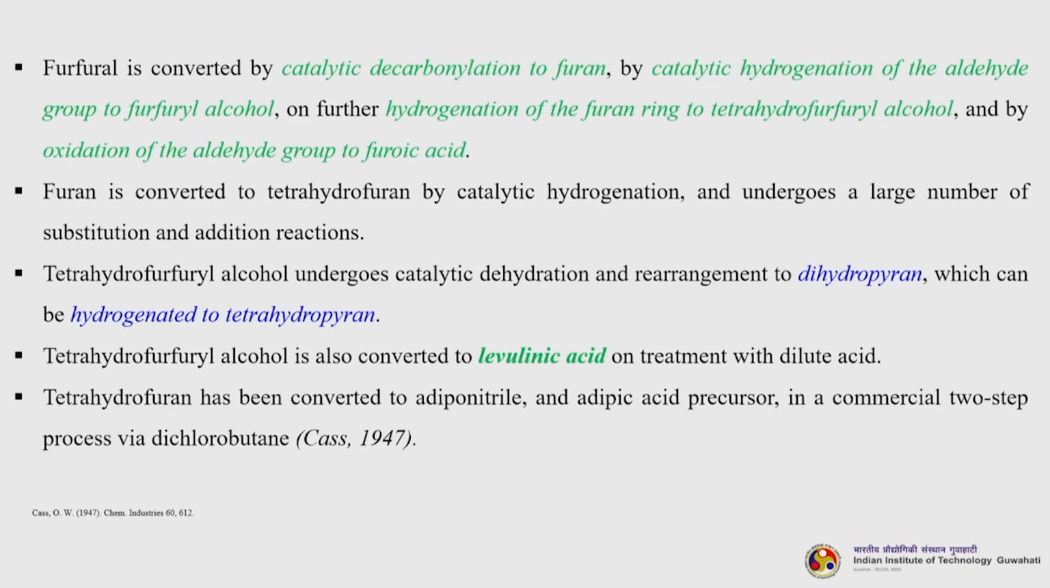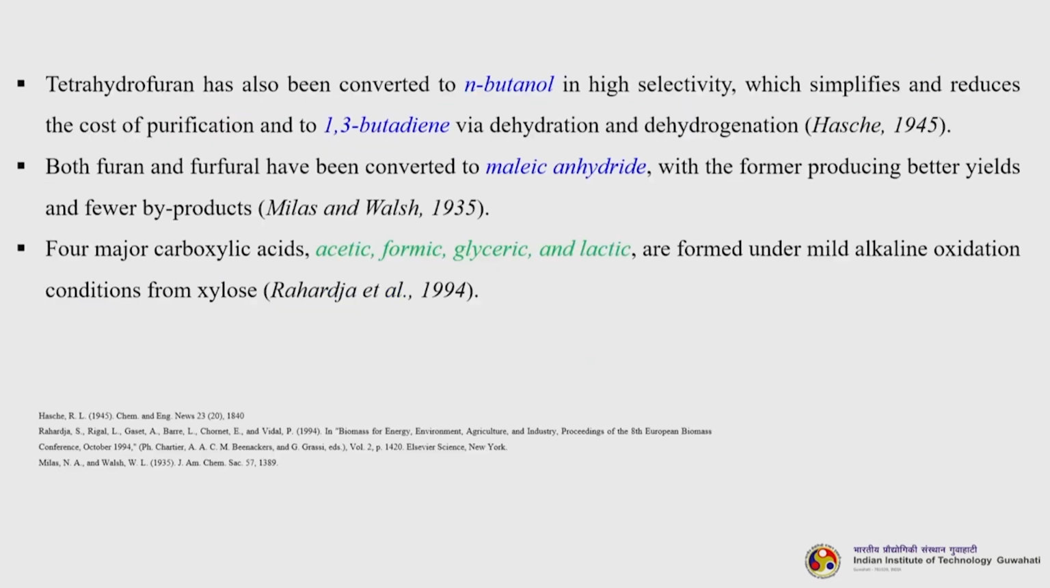Furfuryl alcohol is also converted to levulinic acid, one of the most important commodity chemicals, on treatment with dilute acid. Tetrahydrofuran has been converted to adiponitrile, an adipic acid precursor, in a commercial two-step process via dichlorobutane. Tetrahydrofuran has also been converted to n-butanol in high selectivity, which simplifies and reduces the cost of purification, and to 1,3-butadiene via dehydration and hydrogenation.